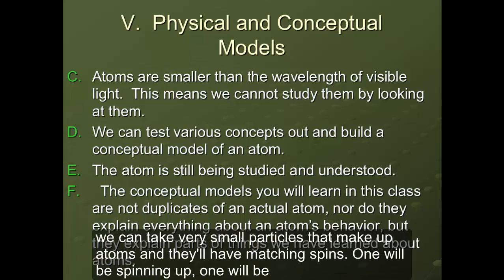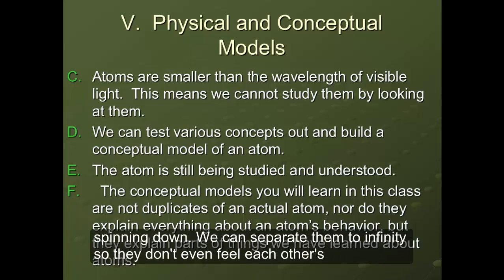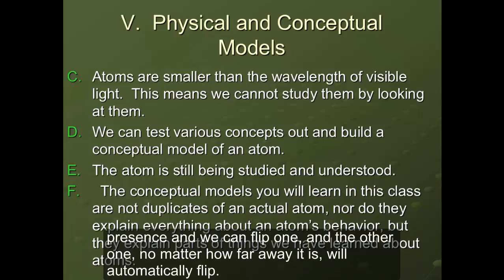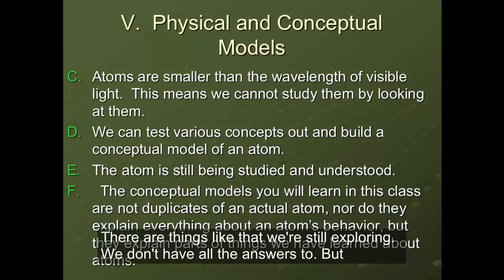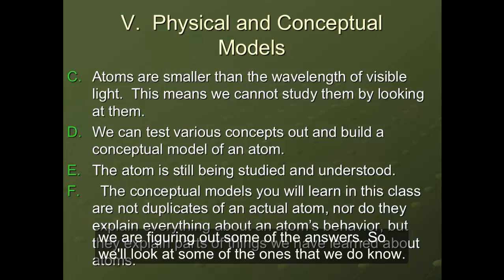For example, we can take very small particles that make up atoms, and they'll have matching spins. One will be spinning up, one will be spinning down. We can separate them to infinity so they don't even feel each other's presence, and we can flip one and the other one, no matter how far away it is, will automatically flip. We don't understand why it works that way. There are things like that we're still exploring, that we don't have all the answers to, but we are figuring out some of the answers. So we'll look at some of the ones that we do know.